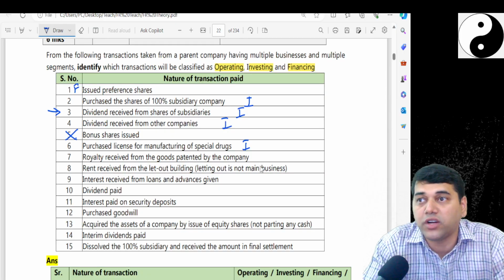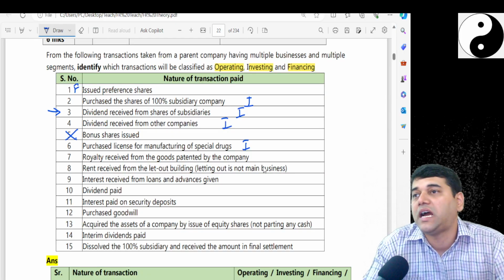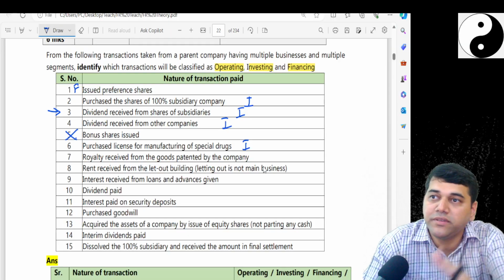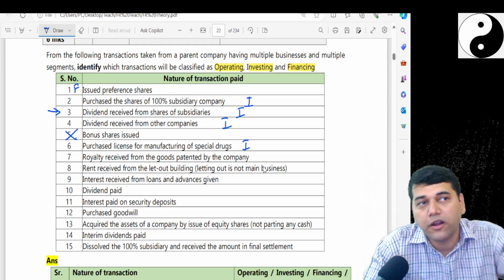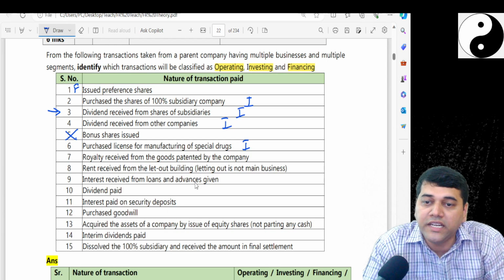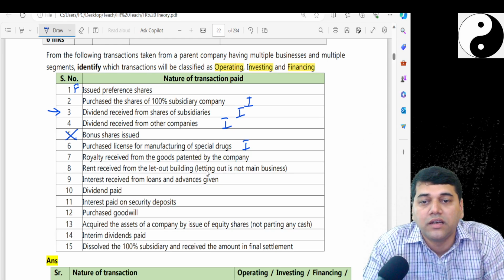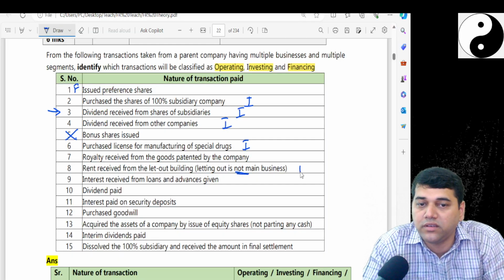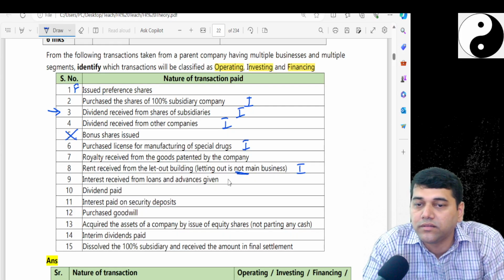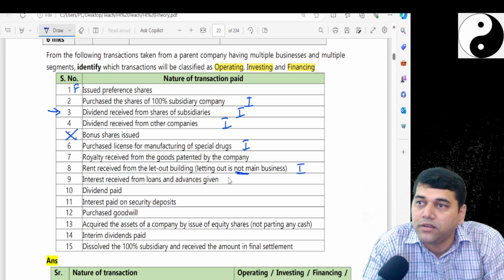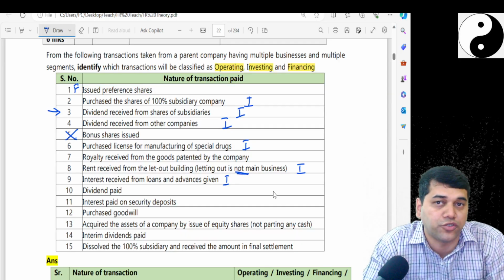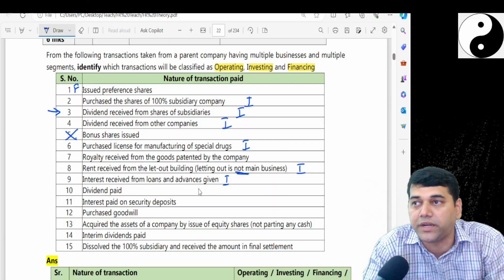What type of business is it? I'm an author, I have got a copyright, I receive the royalty. That's my business, so it is operating. Or if I had purchased it and given it on rent, then I can classify it as an investment. Rent from the sale outlet, letting is not the main business, investment. Interest from loans and advances given, you say investment other than for financial institutions. For financial institutions, it becomes operating.